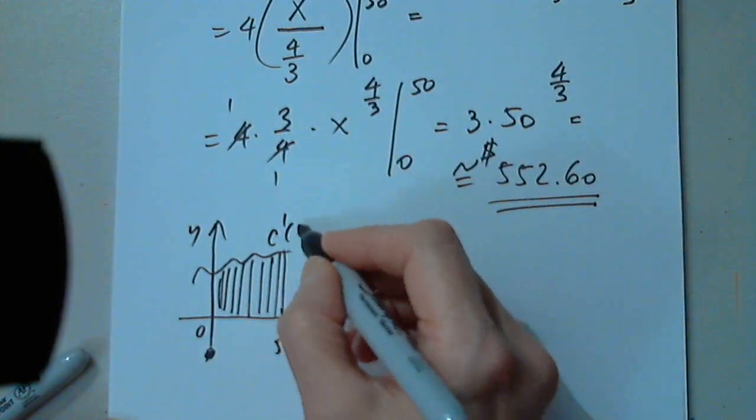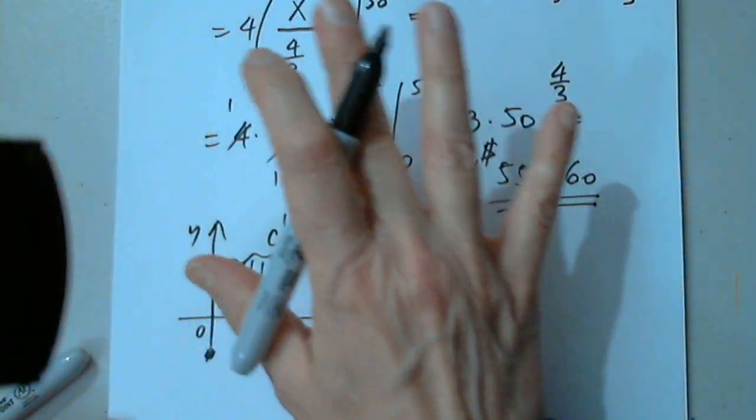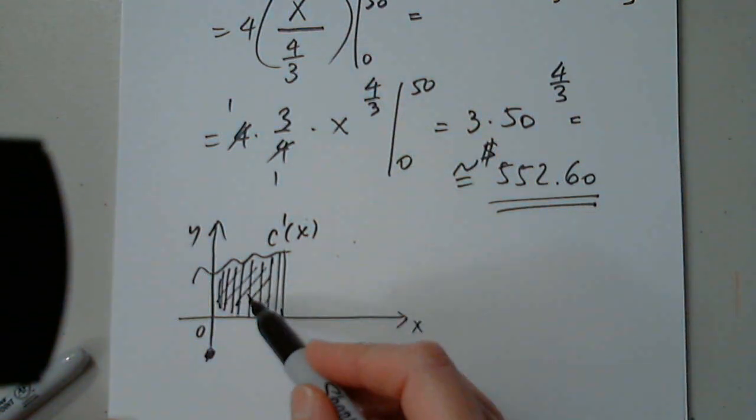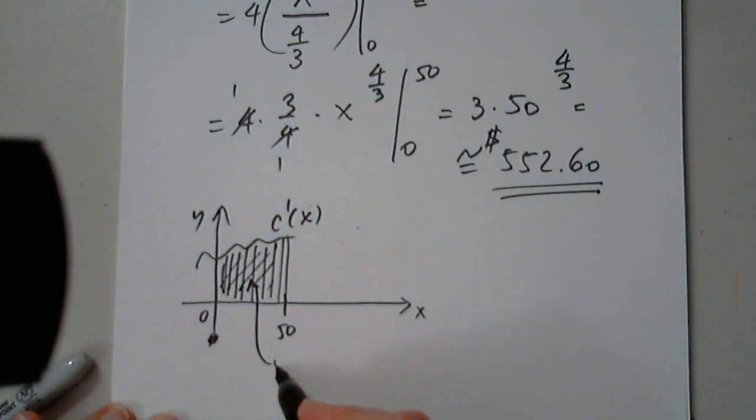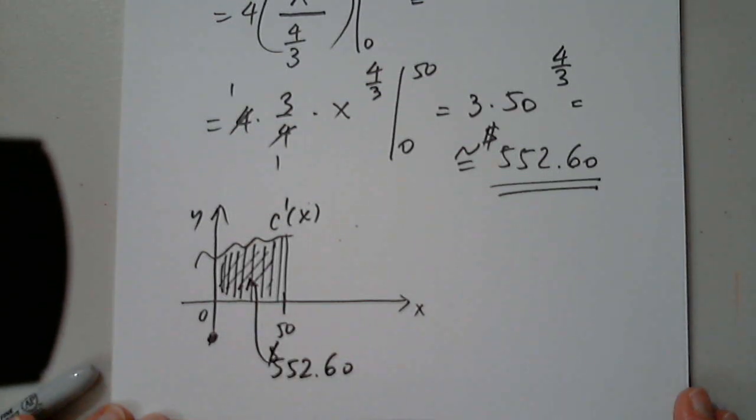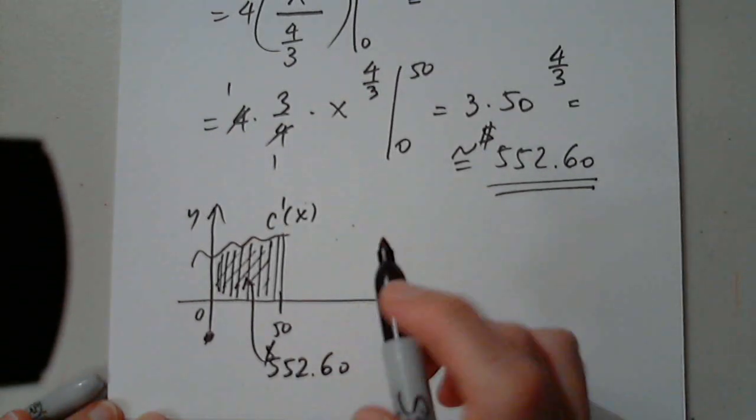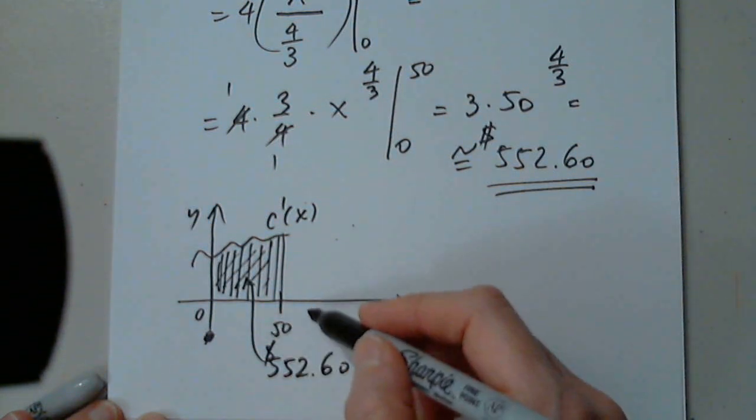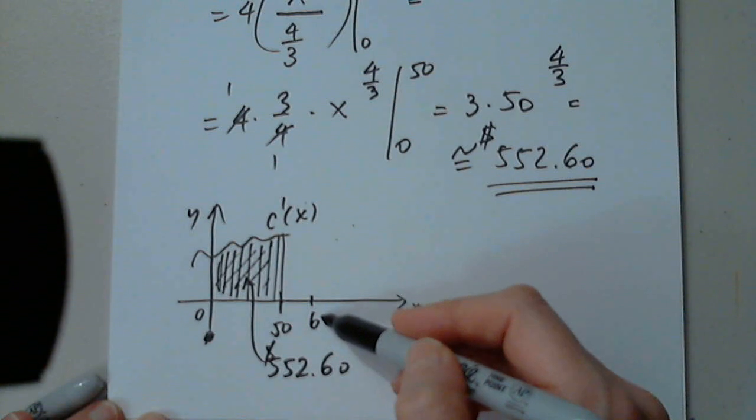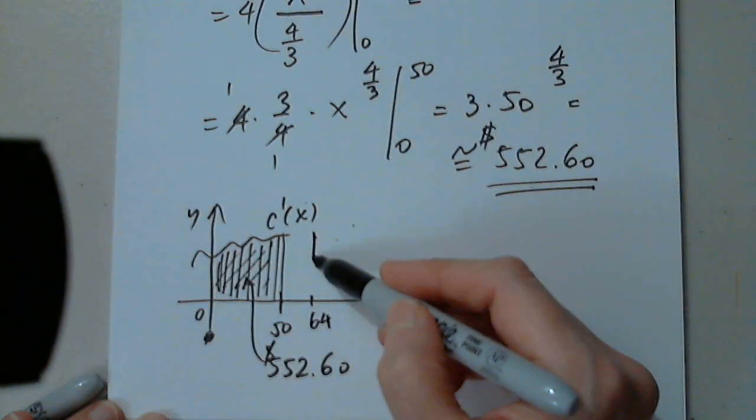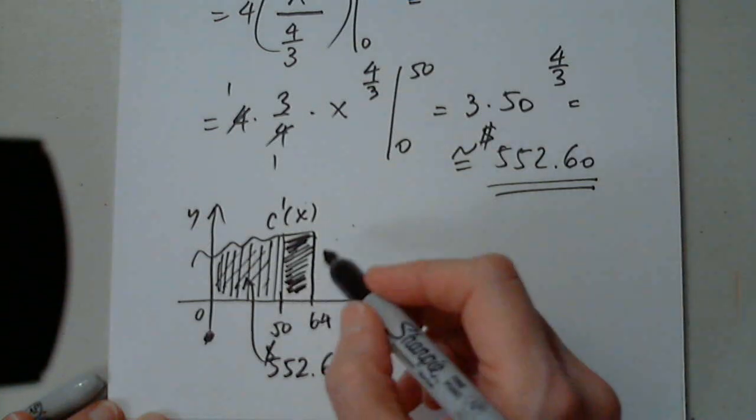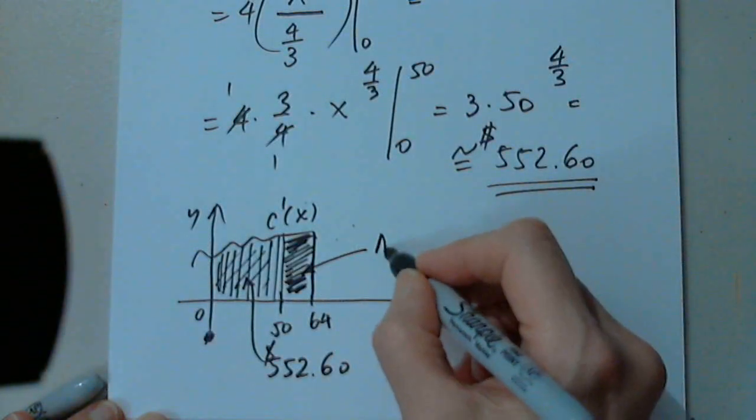So this was C prime of x. This is not the exact graph. I'm just explaining what this area is, nothing else but represented by $552.60. What they want us next is to find this area from 50 to 64. So they want us now to find this area, the additional cost.